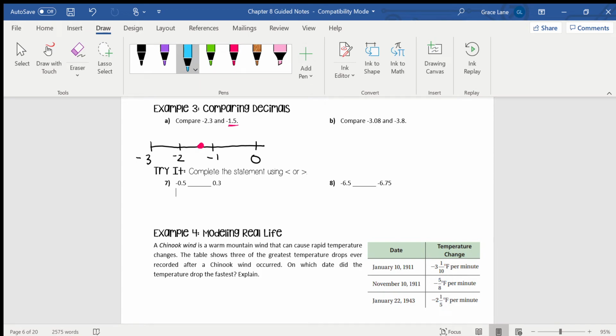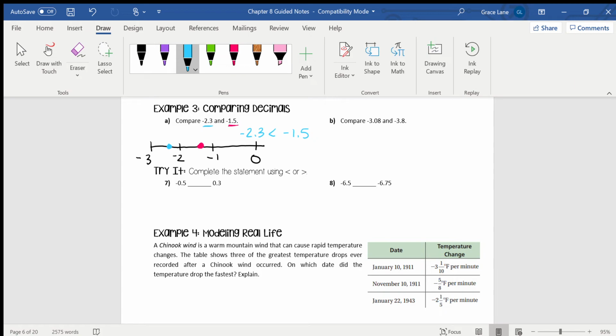And negative 2.3 would be negative 2.30. So not quite halfway, but in between 2 and 3. So based on this, I know that negative 2.3 is farther to the left, which makes it less than negative 1.5.